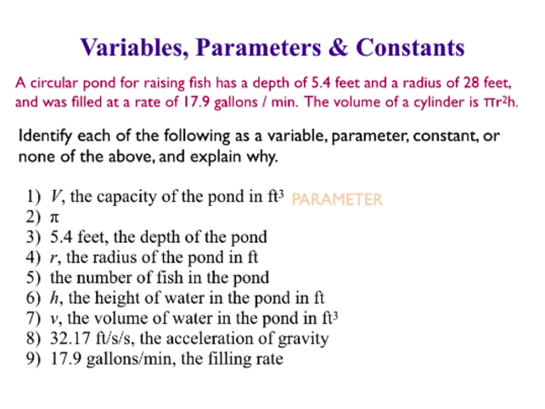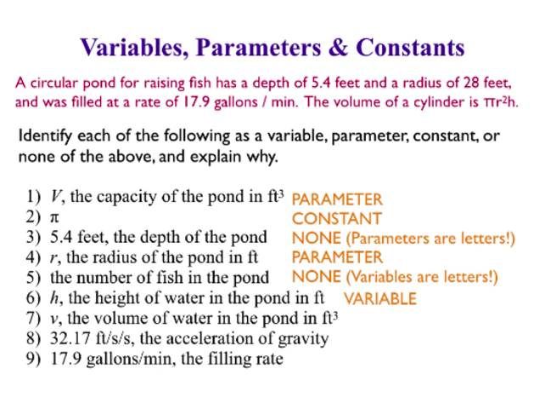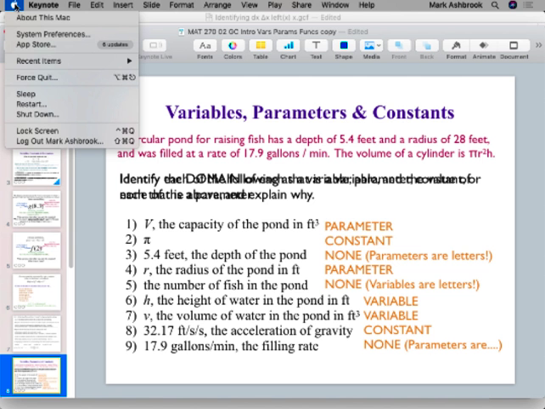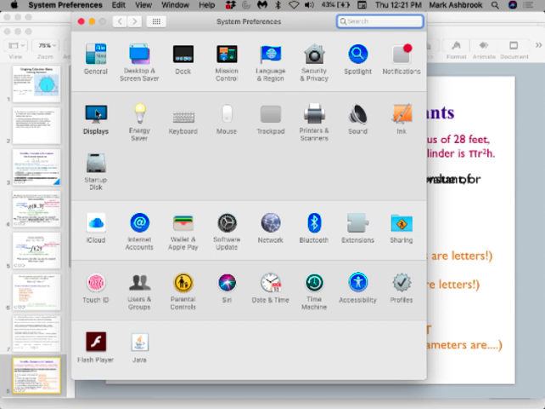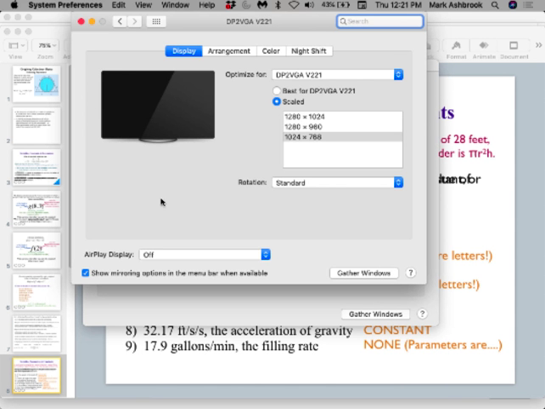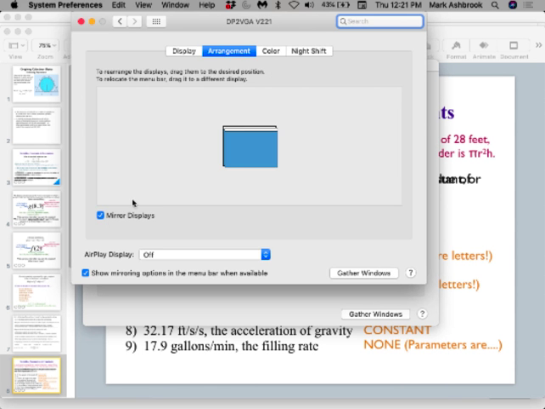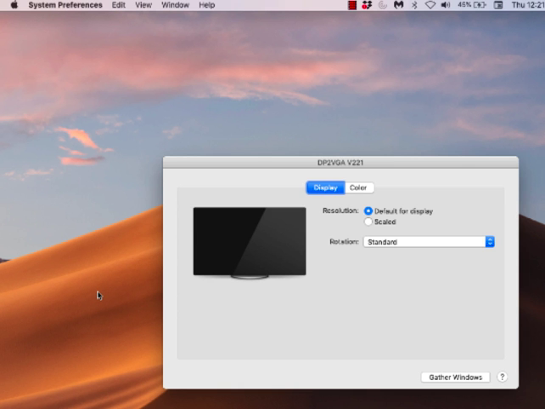Let's see if my answers agree here. Parameter, constant. Okay, we said the same thing, right? Cool, so let's do a visual example of this. First, split the screen here. Which screen are you guys going to get? Okay, you get the blank one. So I'm going to give you this.